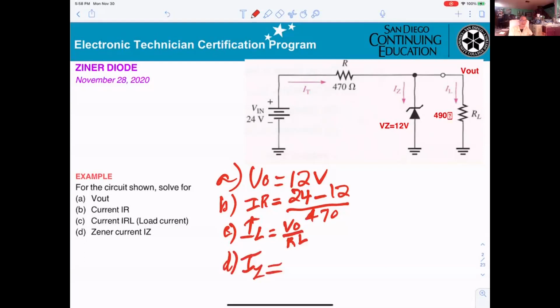Okay, you want to calculate the IZ. That means you can take the IR minus the load current. If you get any question, let me know.